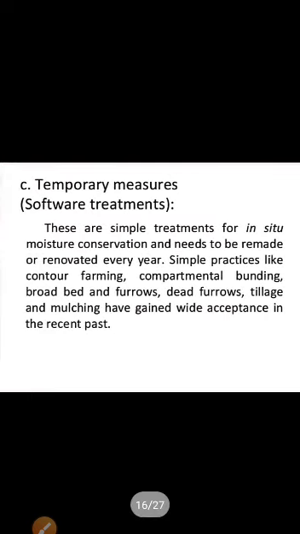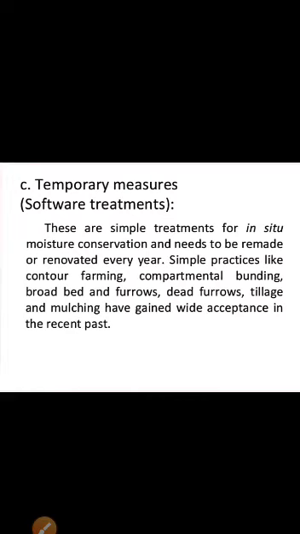Now let us talk about the third measures, the temporary measures which you have to take. We can also call them soft treatments. These are simple treatments for in situ moisture conservation and need to be remade or renovated every year. We have to renovate it every year, as we have seen that in permanent and semi-permanent measures, things are to be renovated every 2 or 3 years. But in soft treatments, we have to renovate every year.